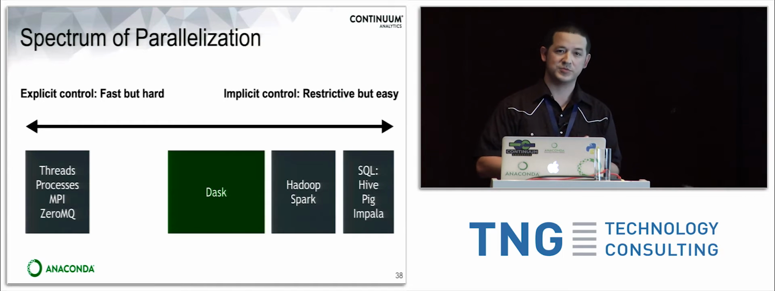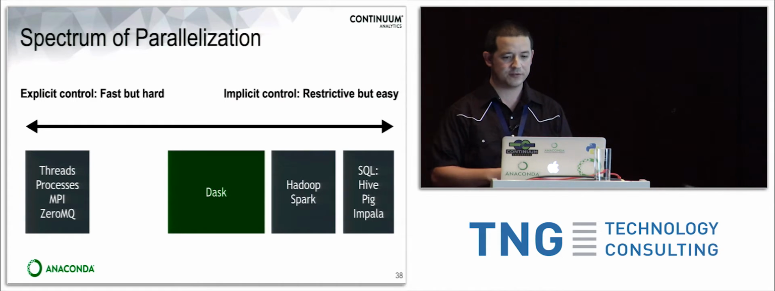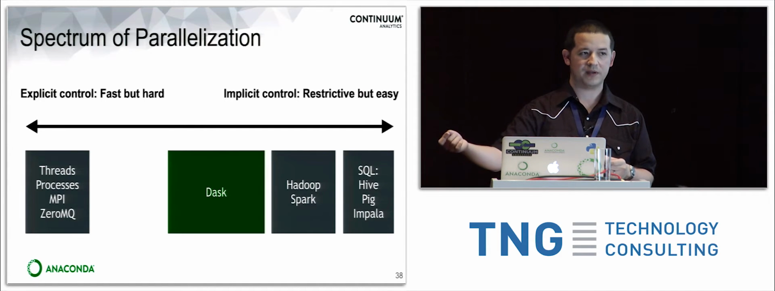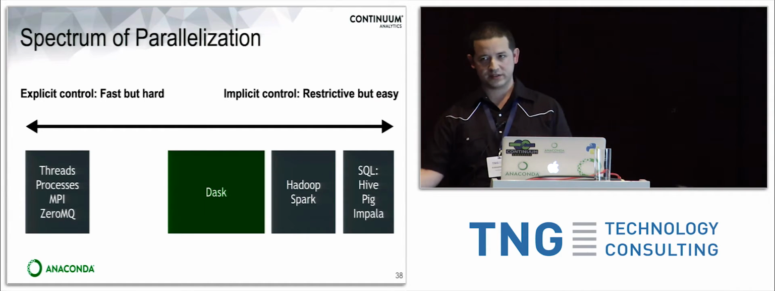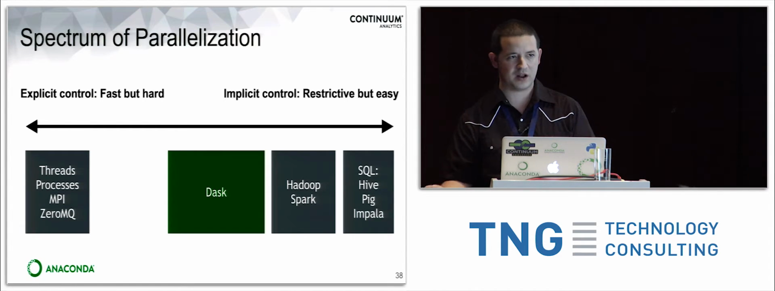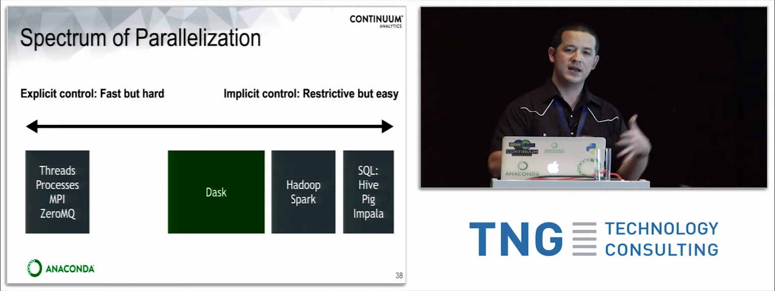There are things like Hadoop and Spark for interactive queries and data frames. And they give you implicit control, so they're very easy, a very high-level API, just like Python, but they're restrictive. So if you have custom code, it's not easy to wrap that around a MapReduce paradigm or a Spark data frame API. Dask is in the middle.